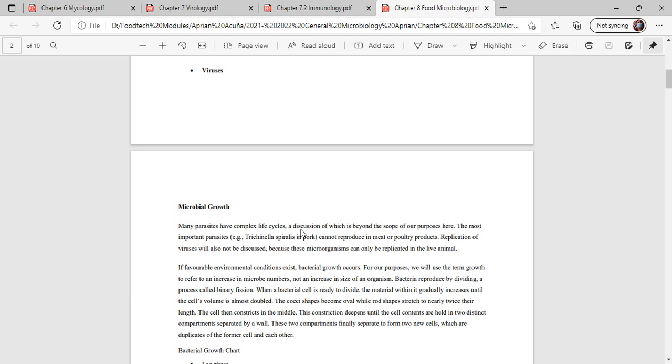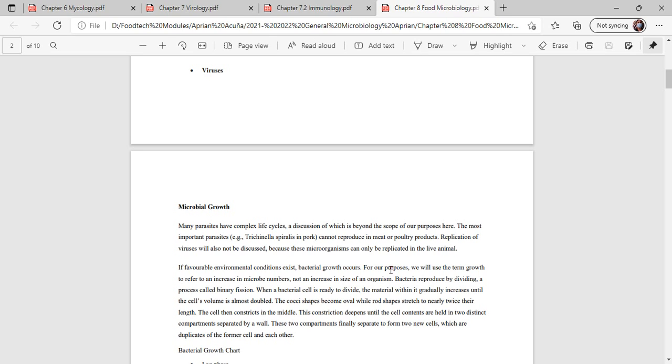But you have your different types of microbes. You have your bacteria, fungi, parasites, and also your microbial growth. Many parasites have complex life cycles. From your bacteria, their binary fission, parasites that have different life cycles, the viruses, they need a human host to survive, the mycology, the fungi, okay? So they have different life cycles, the discussion of which is beyond the scope of our purpose here.